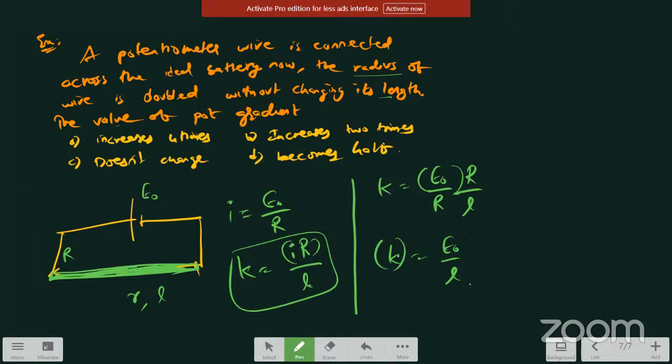In the expression of potential gradient, I am unable to find the area. E naught is the battery's EMF, which is constant. The length of the wire is not changing. So even if I double the radius, my potential gradient is not changing. The wire's potential gradient is not changing. So the answer is: it does not change.